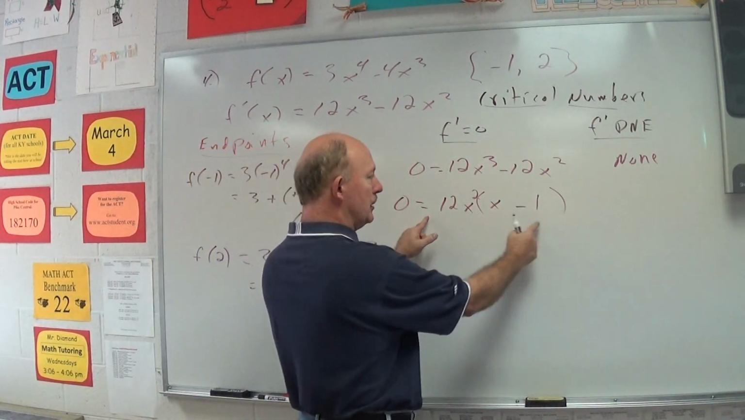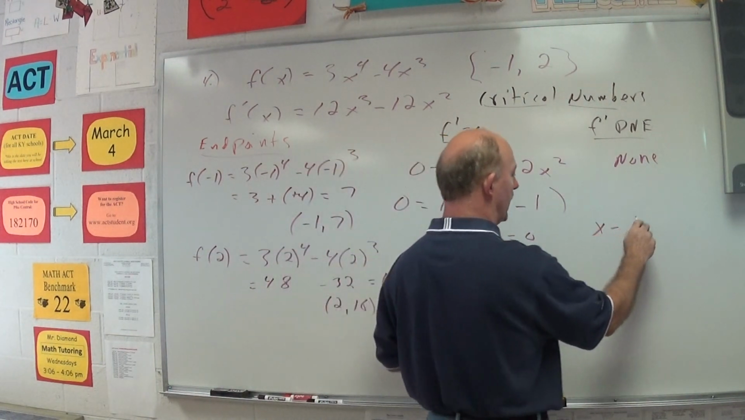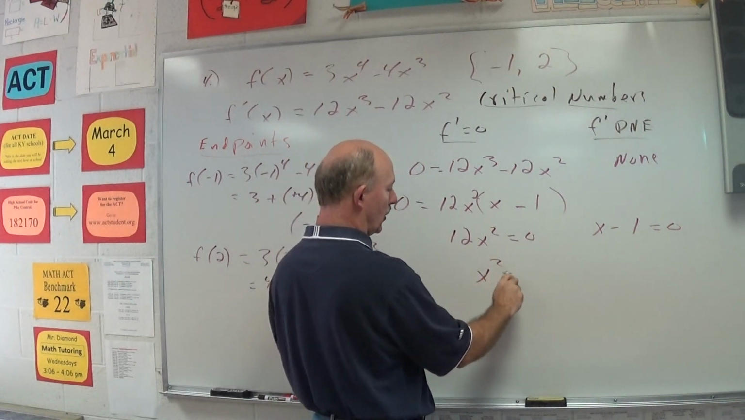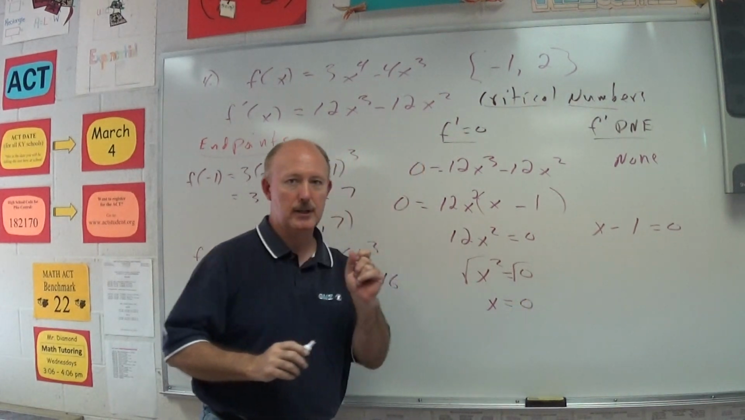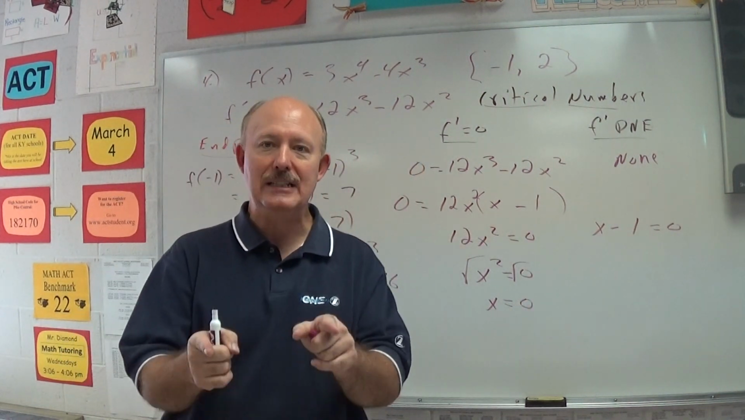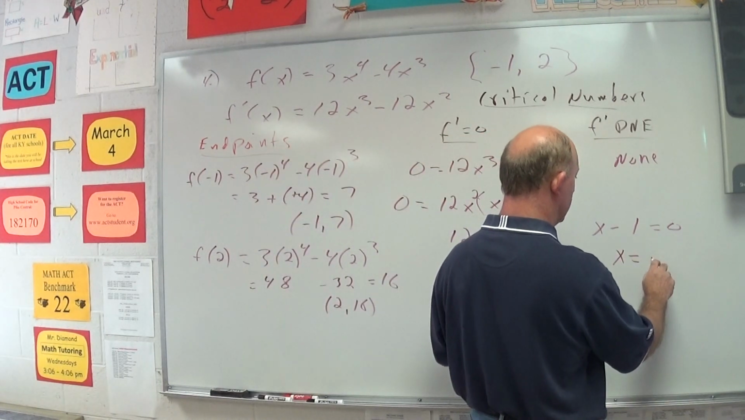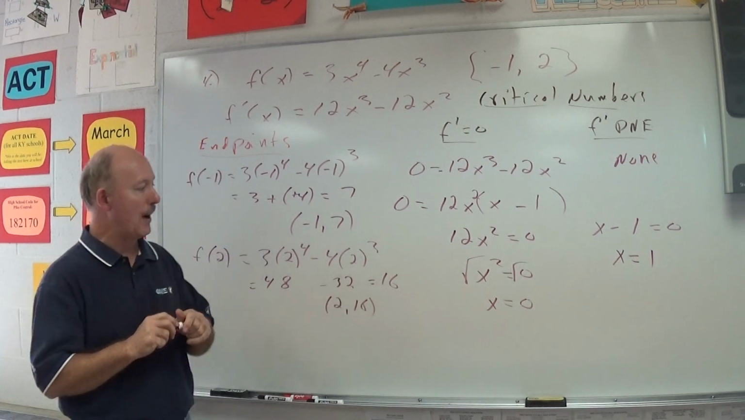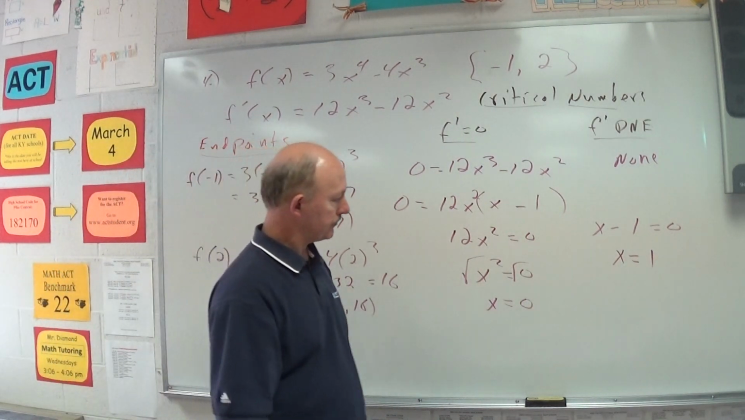Now, let's take each of these factors and set them equal to 0. Now, 12x squared equals 0. We'll take the x minus 1, set that equal to 0. So, dividing by 12 gives us x squared is equal to 0. Take the square root of both sides, we end up with x equals 0. There you go. Our first critical number is 0. Now, the second critical number will be positive 1, so x equals 1. So, two critical numbers, 0 and 1.